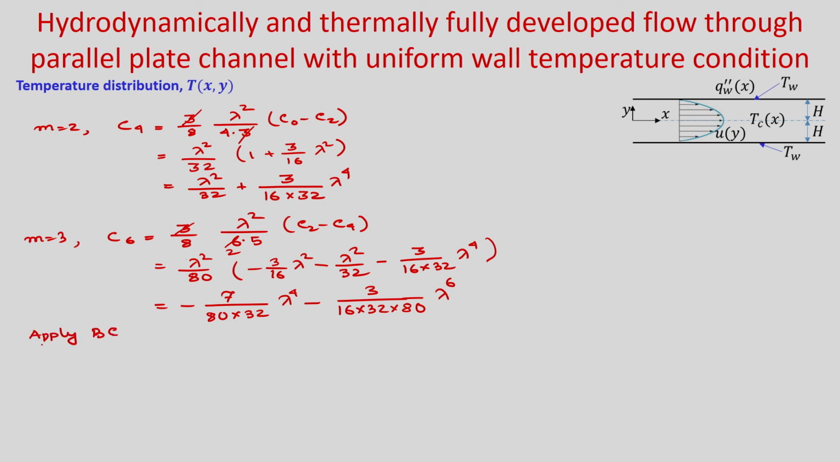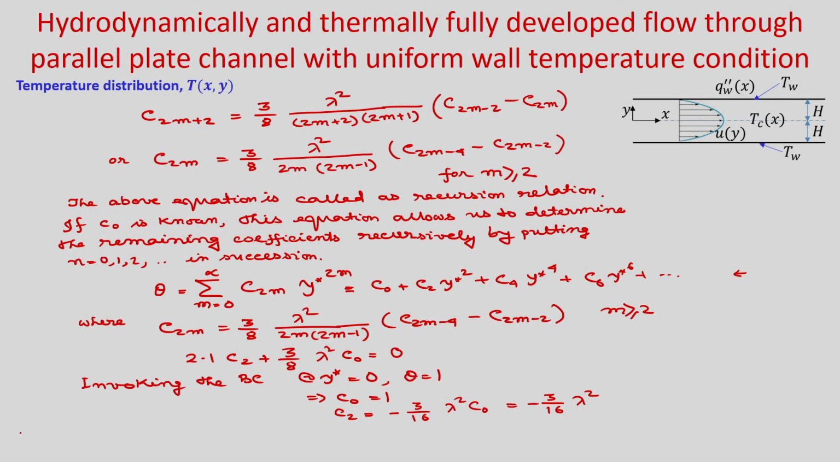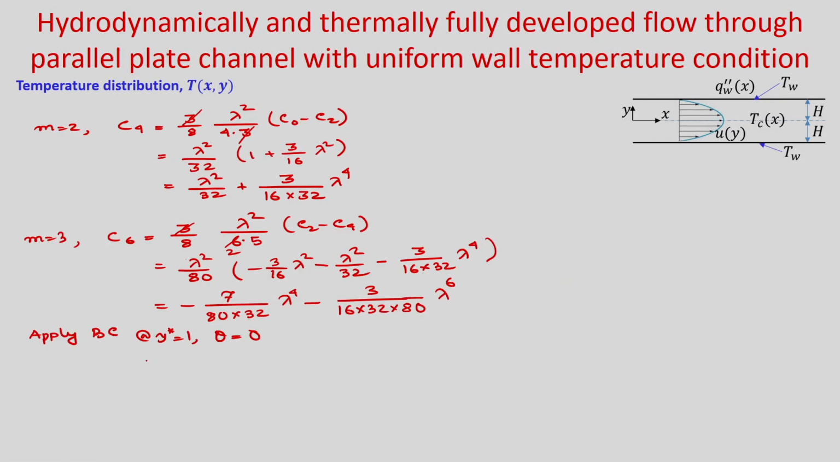Apply the boundary condition at y star equal to 1, theta is equal to 0. If you see the theta expression and put y star equal to 1, every power becomes 1. So it is just C naught plus C 2 plus C 4 plus C 6 and so on. So you will get C naught plus C 2 plus C 4 plus C 6 is equal to 0.